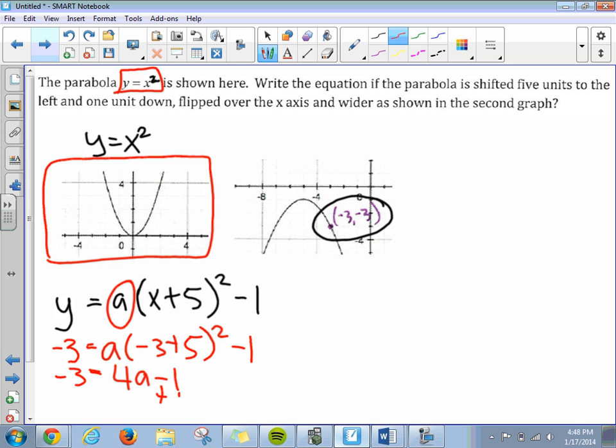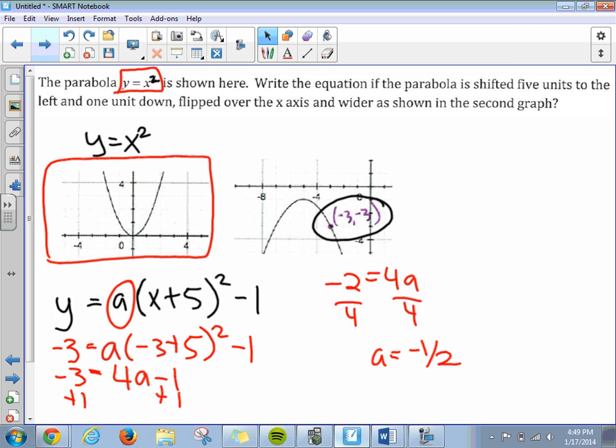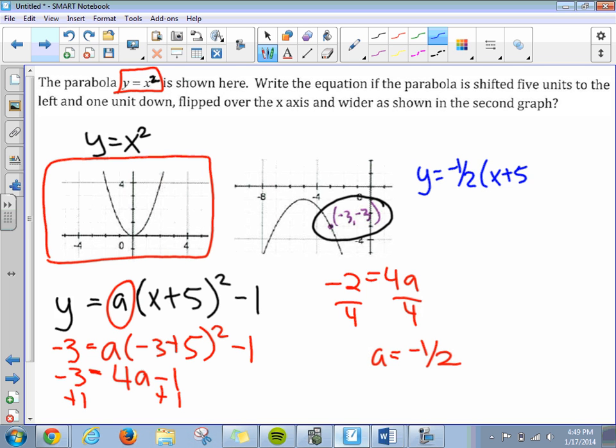That is equal to -3, so we'll add 1 to both sides. And so we'll have -2 is equal to 4a. When we divide both sides by 4, we find out that a is equal to -1/2. And so now we can complete that equation. Y is equal to -1/2 times the quantity x plus 5 squared, minus 1.